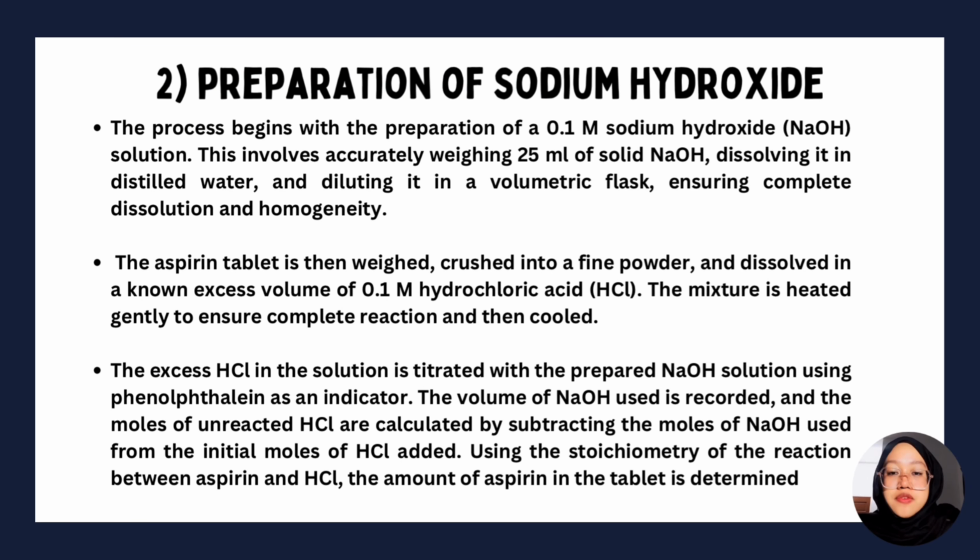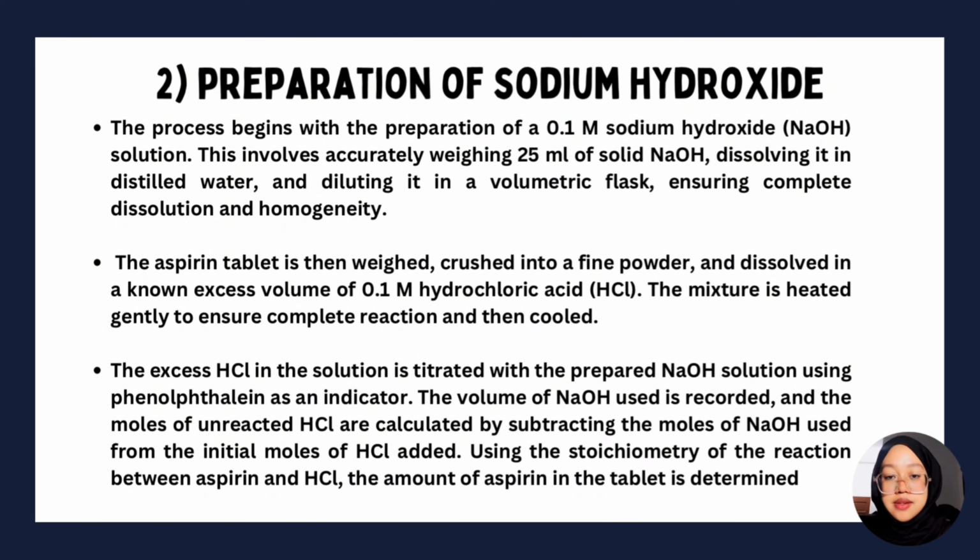Second, preparation of sodium hydroxide. The process begins with the preparation of 0.1 M sodium hydroxide solution. This involves accurately weighing 35 ml of solid sodium hydroxide, dissolving it in distilled water, and diluting to 1 liter in a volumetric flask, ensuring complete dissolution and homogeneity.